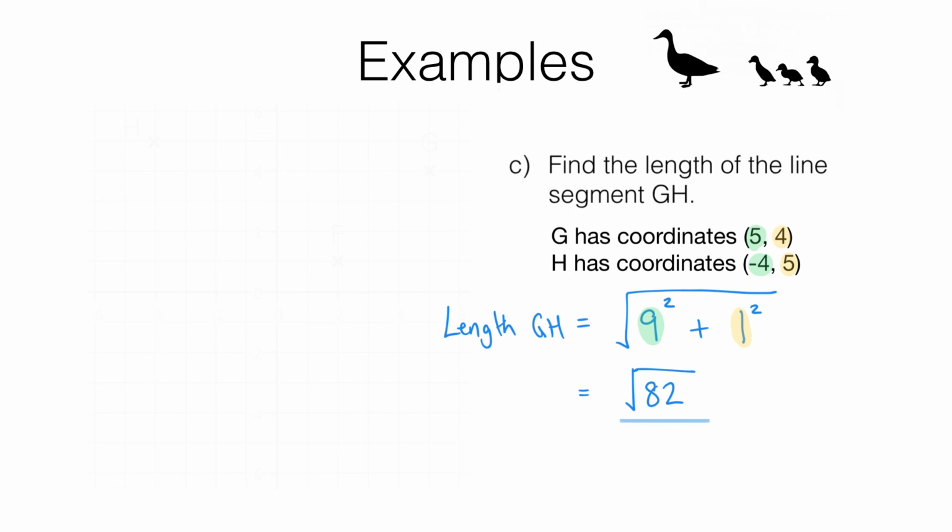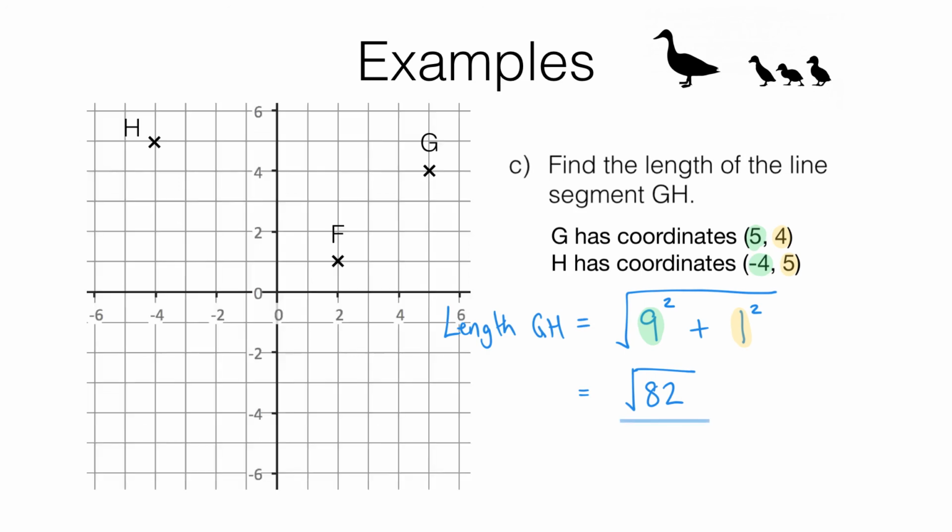Just to help you see what's going on, let's look back at the original diagram. Now here's the actual triangle we were considering. We calculated this length of 9 by finding the difference between 5 and -4, and we calculated this length here of 1 by finding the difference between 4 and 5.